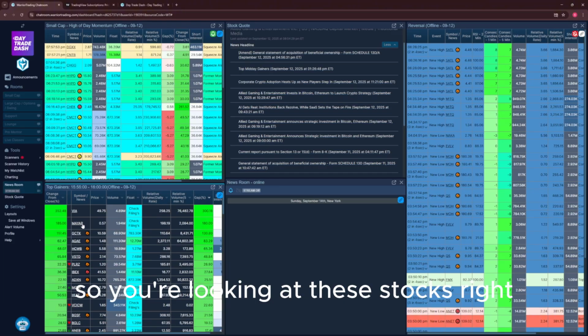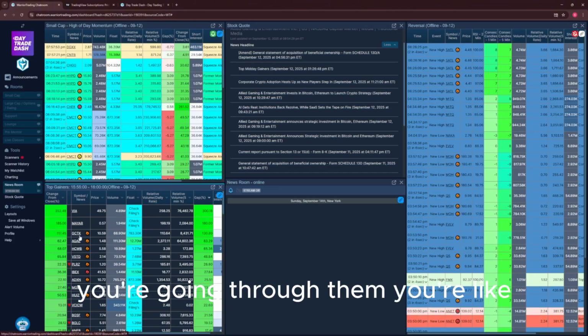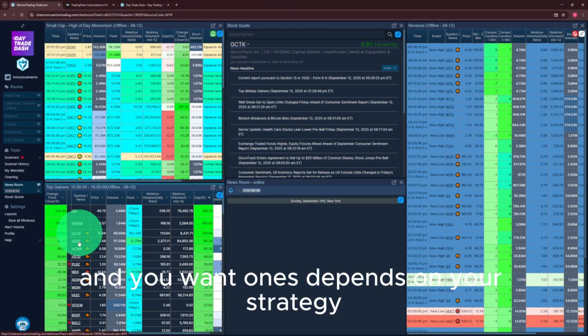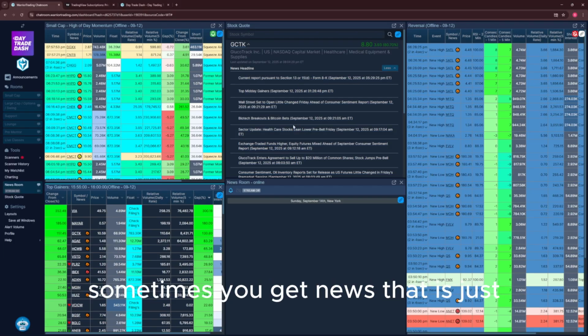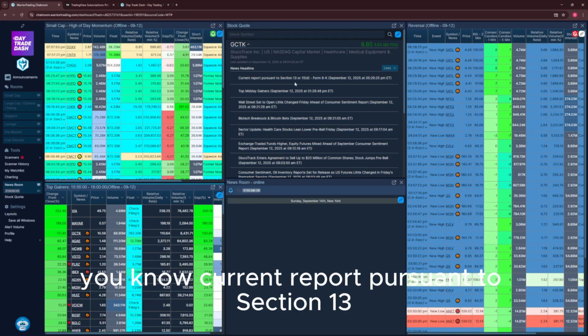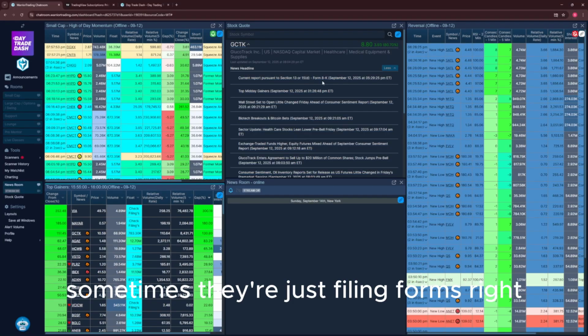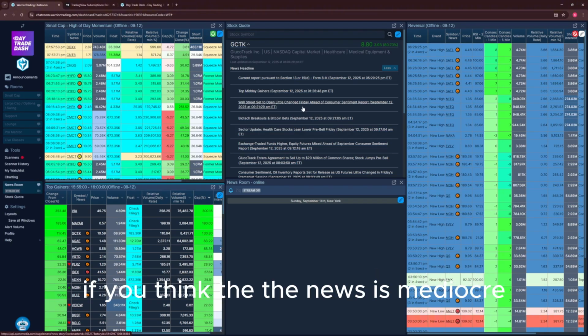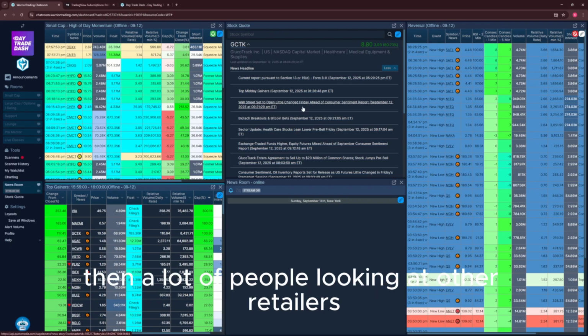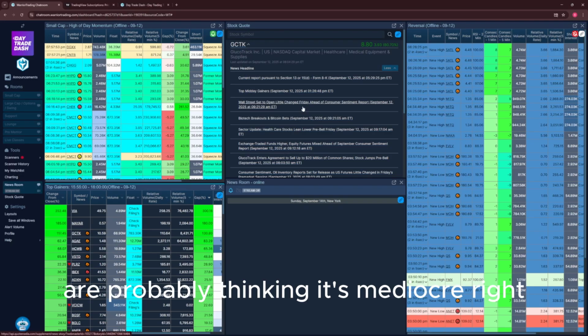So you're looking at these stocks, going through them, like, "Oh, why is this moving up?" It depends on your strategy, but you're looking at the news, and this news is kind of subjective. Sometimes you get news that is just a current report pursuant to Section 13. Sometimes they're just filing forms. Sometimes the news is a little mediocre. And if you think the news is mediocre, then a lot of other retail traders are probably thinking it's mediocre too, right?